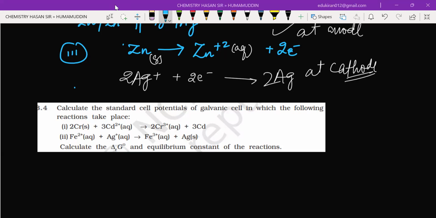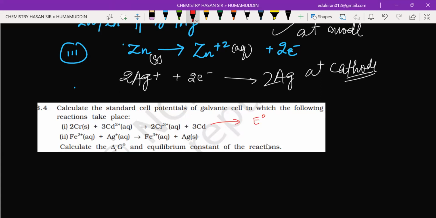Any answer? First, calculate the value of E naught. Oh, wait a minute. I need to give you the value. Just wait a minute. The value is not given, right? Okay, I'm going to give you the values for this reaction.